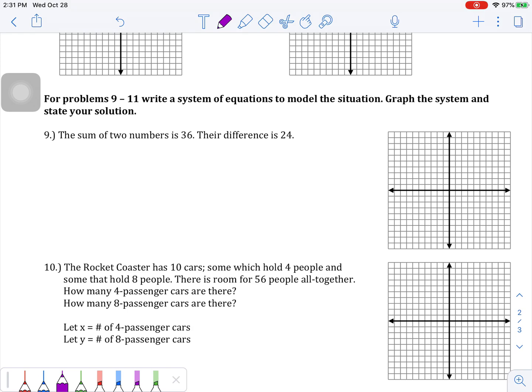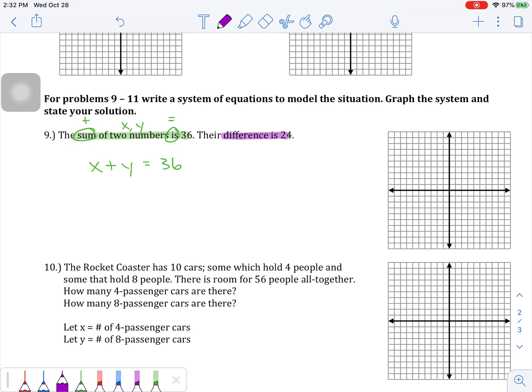So for number 9, there are two things happening. It says the sum of two numbers is 36, and then it also says their difference is 24. So if I take that, I need to translate it. Sum, remember, is the fancy word for addition. The two numbers, I don't know what they are, so I'm just going to let them be represented by x and y. Is, remember, is a little word that means a lot. So the equation that I would get from that first sentence is that if I add x and y together, I'm going to get 36.